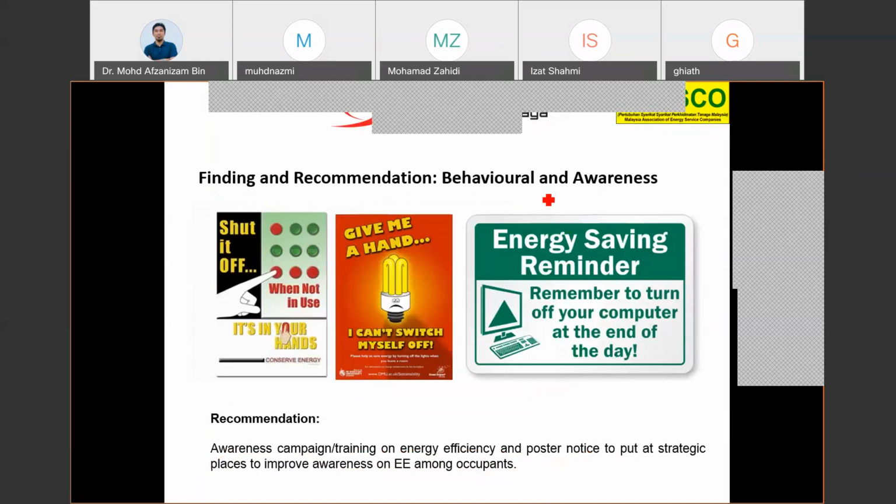Finding the recommendation: behavior and awareness. If you notice, in some places the institution or the organization may put an awareness sticker just beside the switch. Switch it off, give me a hand, I can switch myself, maybe as a serving reminder. This kind of activity needs to be implemented as part of the reporting activity or the audit task. So campaign planning and education and poster notices are strategic tools to improve awareness.